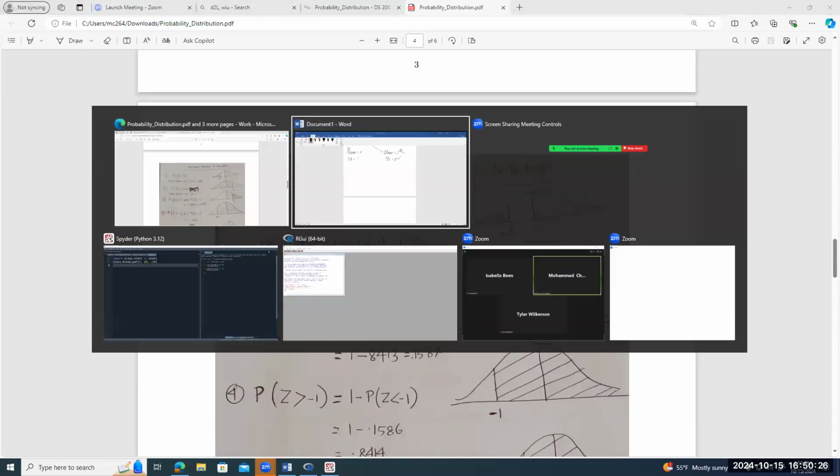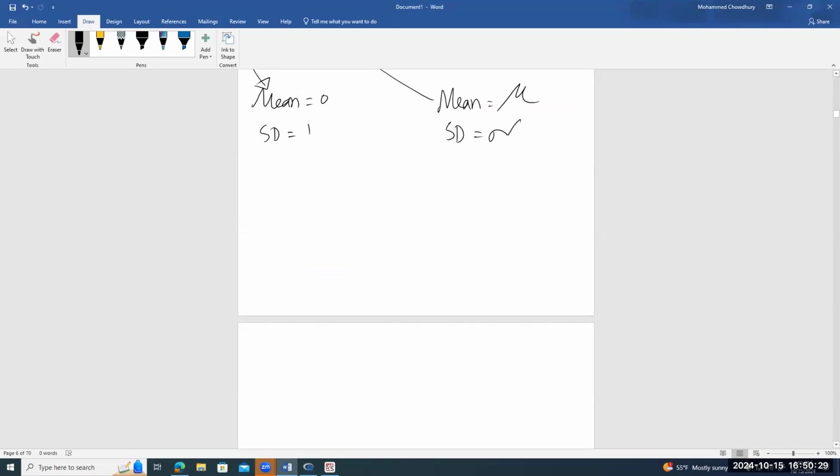Okay, let me start. First of all, I want to find this probability of z less than or equal to -1. I want to find this. If you ask me to draw the figure, it is this. Right?